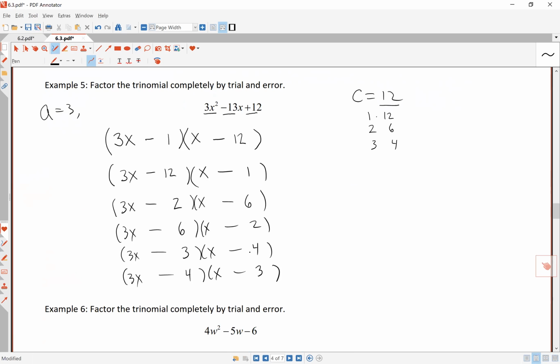Now I have to check which of these give me the negative 13 in the middle. They all are going to give me 3x squared to start with.